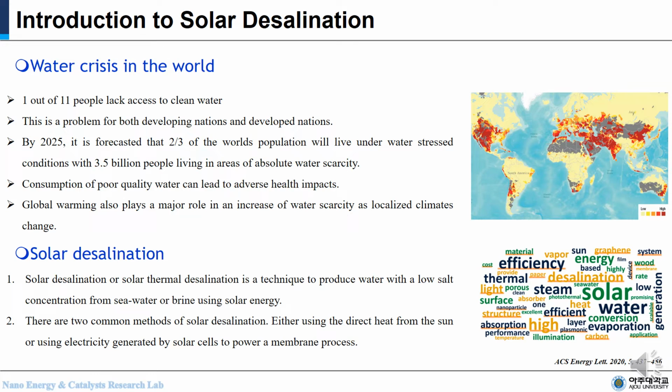Introduction to solar desalination. Mainly we talk about the water crisis in the world, which is the biggest problem. The water crisis is the lack of fresh water resources to meet standard water demands. The world's water resources include 97% seawater and 3% fresh water. According to predictions by the World Resources Institute, at least 3.5 billion people, or two-thirds of the world's population, will likely experience water shortage by 2025, and also 1 out of 11 people lack access to clean water.